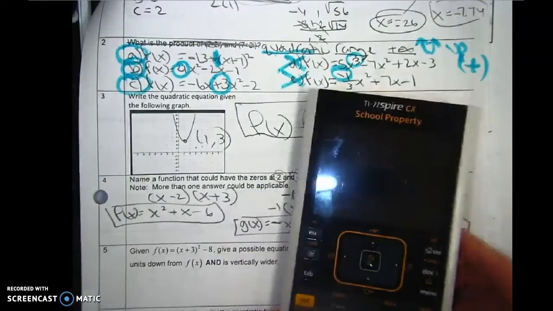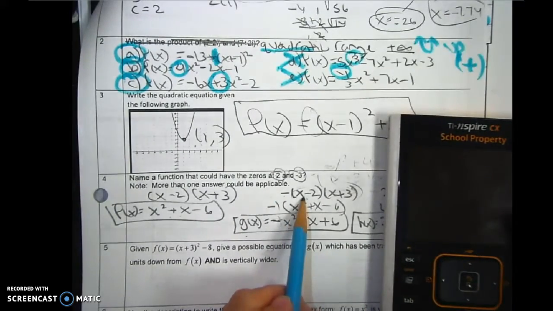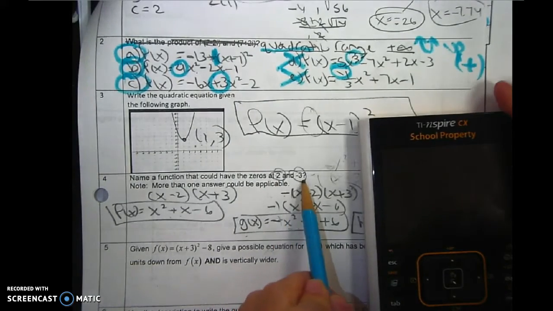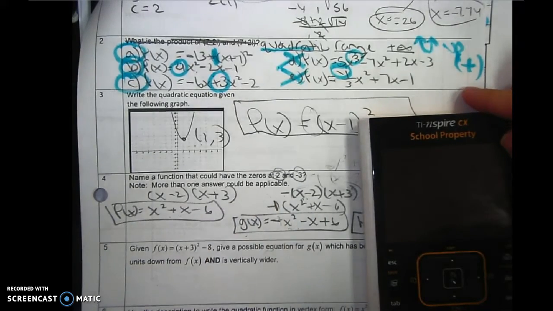Now we know that we could cheat and graph each of those in the calculator and just go menu trace, graph trace, and all the ones that have 2 and -3 are the right answers, which obviously means you need to show me work or you're not going to get full credit.